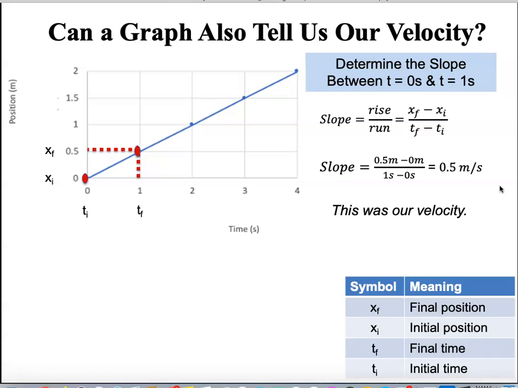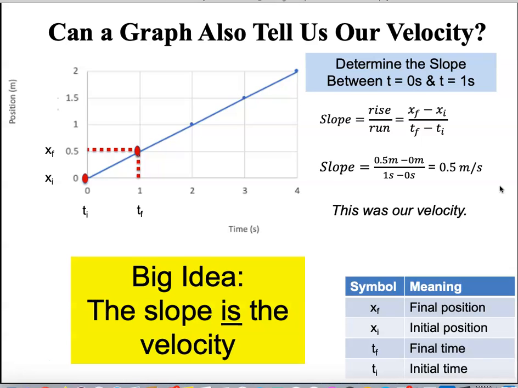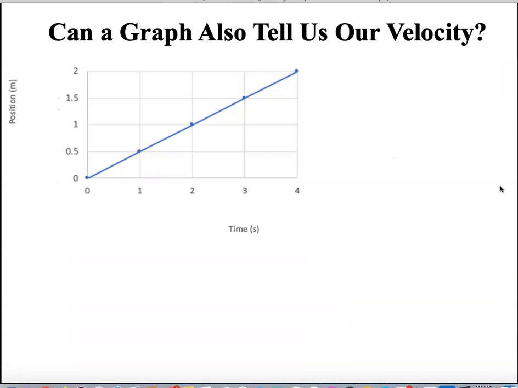That was our velocity. So the big idea here is that the slope on a position time graph is the velocity. So if you find the slope, you have the velocity. If you have a graph and somebody asks you, what is the velocity? You find the slope.